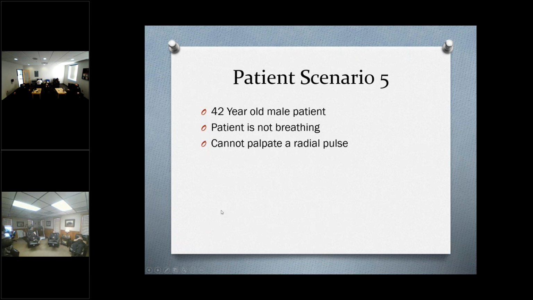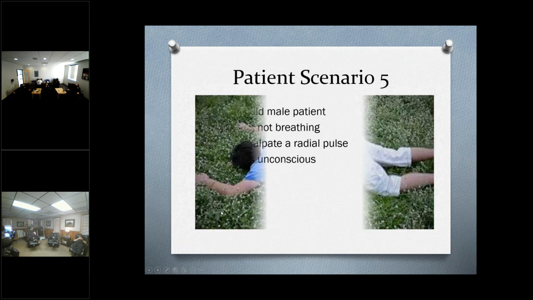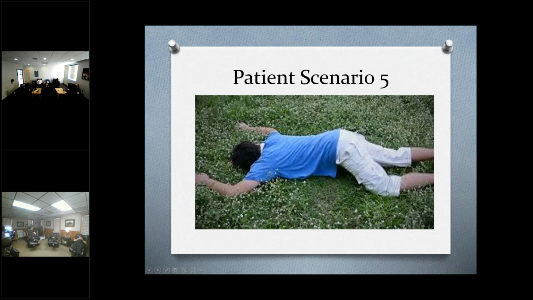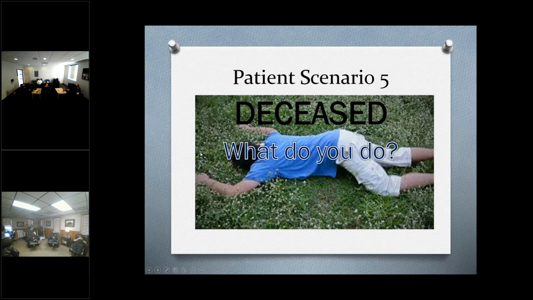42-year-old male, not breathing, no radial pulse, unconscious. First thing that I'm going to do is rotate that patient into a supine position, and then I'm going to open up the patient's airway. If they are still not breathing, I'm going to take them as deceased, and then I'm going to move on to my next patient.